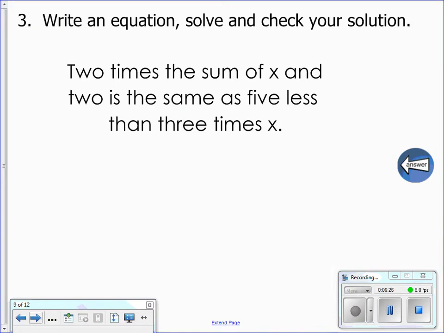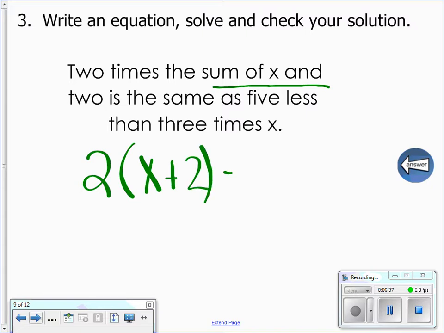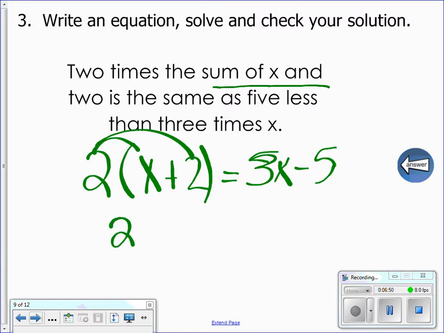Write an equation, then solve, and then check. So when it says 2 times the sum of, that means 2, and then in parentheses, the sum of x plus 2 is the same as 5 less than. So 5 less than 3 times x means 3x minus 5. So I'll start by distributing. 2 times x is 2x. 2 times 2 is 4. Equals 3x minus 5.